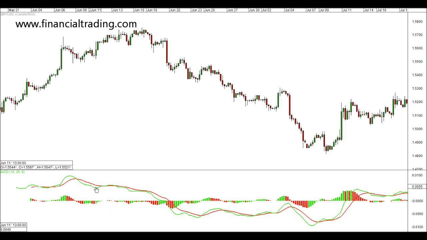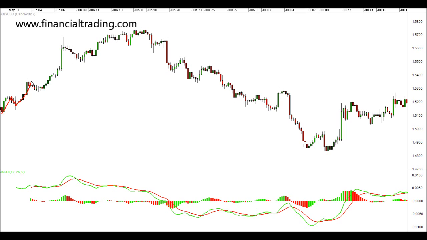I've coloured these moving averages on the MACD as red and green. When the red or slower moving average is above the green, that could indicate that price will depreciate and be bearish. When the green or faster moving average is above the red, that can indicate that price is going to be bullish and appreciate.